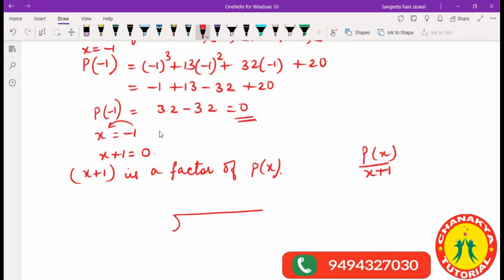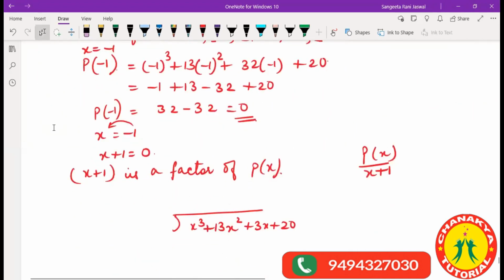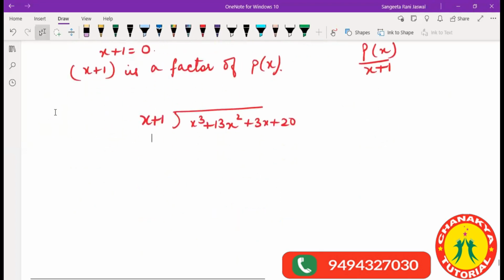I have P(x) here, which is equal to x cube plus 13x square plus 32x plus 20. This is what is given to me, the original polynomial, the question one. And I divide it by x plus 1. Okay, let's roll it up. Now I want x cube here, so I will multiply this with x square. So I have x cube here, and x square into 1 will be x square.